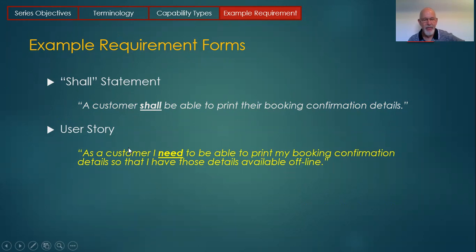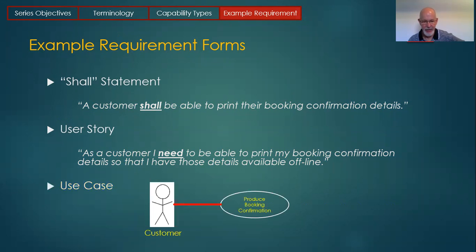There's a third form of the same requirement, and that's in a use case bubble. Not a detailed use case, but the information we had in that requirement. Here is a bubble that says produce a booking confirmation. And by the way, the customer is the one that we are producing it for. So this is a visual UML use case representation of this same shall statement.